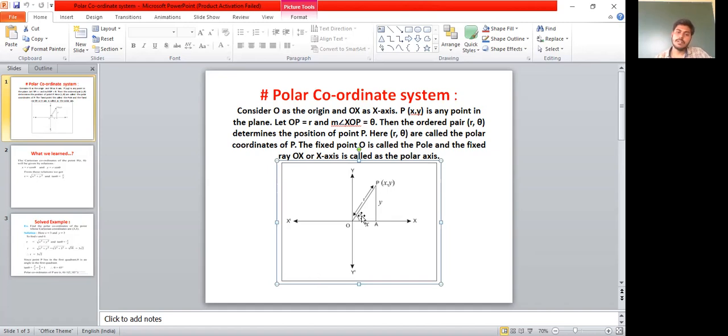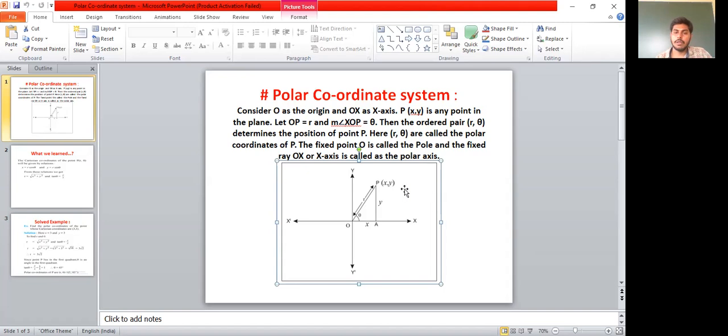Now consider the distance OP equals r. We have seen this in trigonometric functions using the unit circle. So if this point P is at a distance r from O and making angle theta with the x-axis, then x can be found as x equals r cos theta and y equals r sin theta.